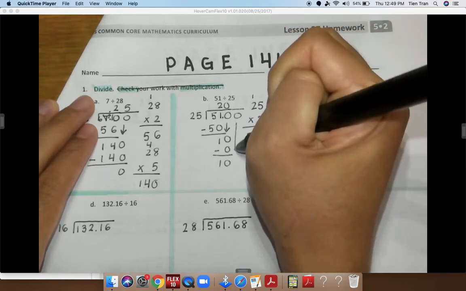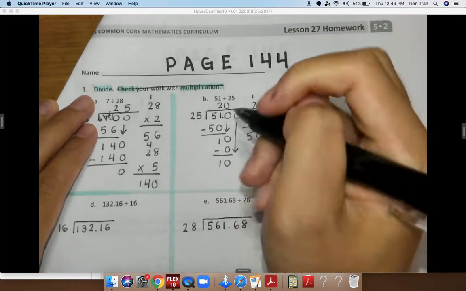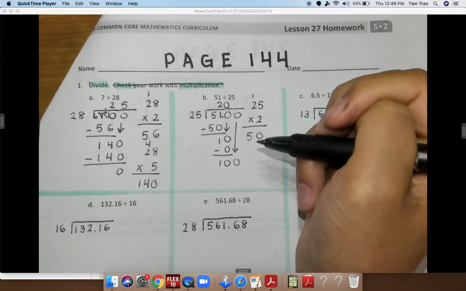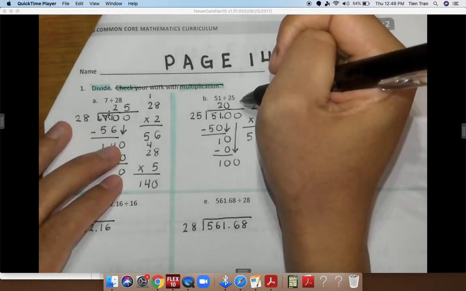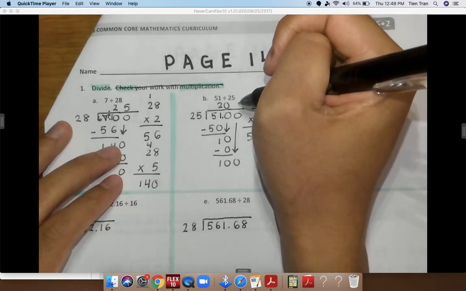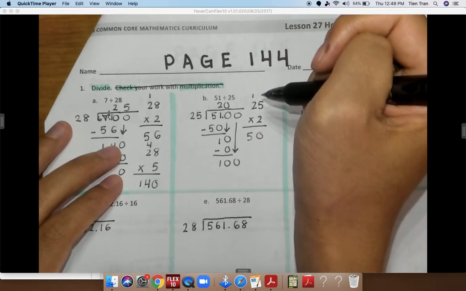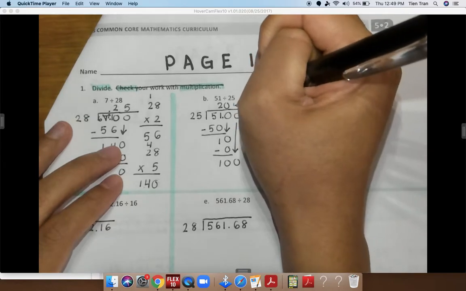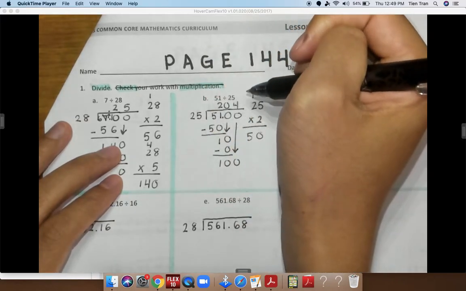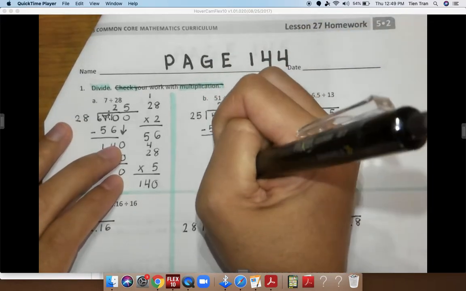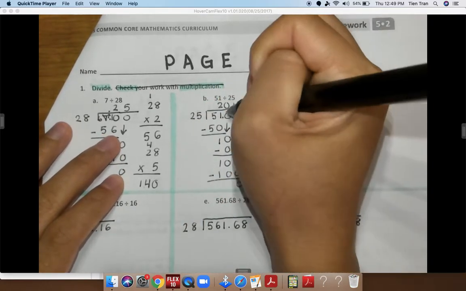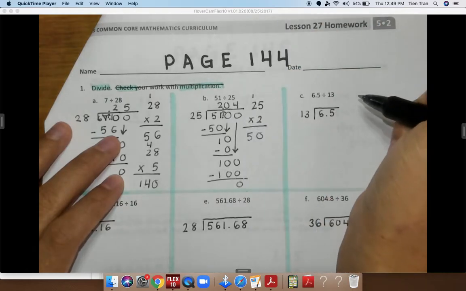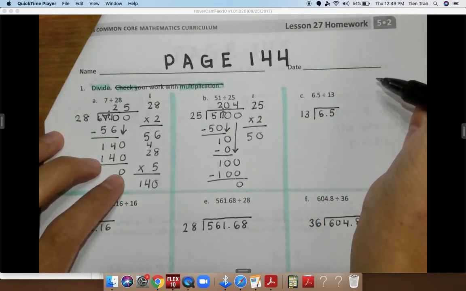Add another 0 because I'm still getting remainders. 25 can go into 100 5 times. So I am going to try 4, because 25 times 4, or 4 quarters, is equal to $1. Subtract. 100 minus 100 is equal to 0. Don't forget to bring up your decimal, and your final answer is 2.04.